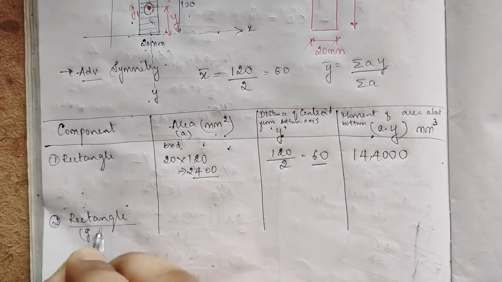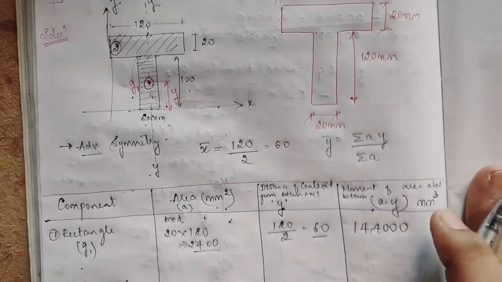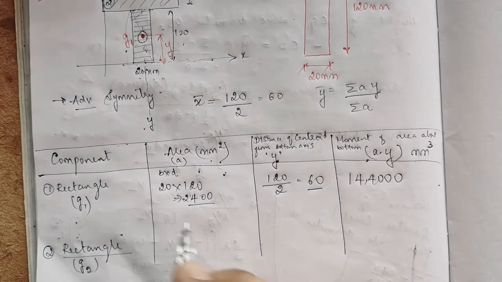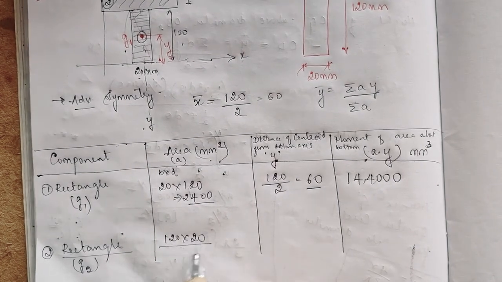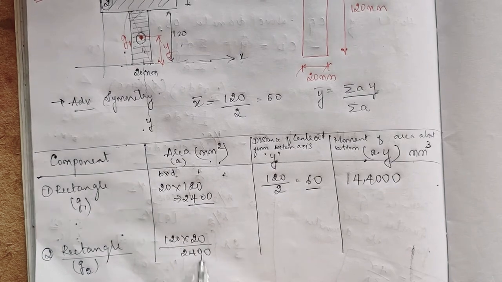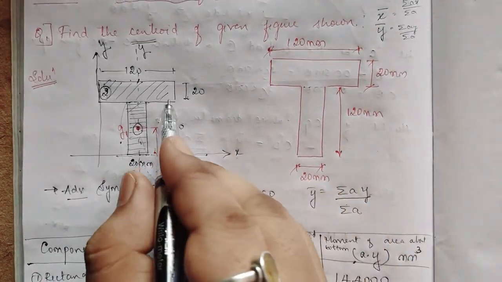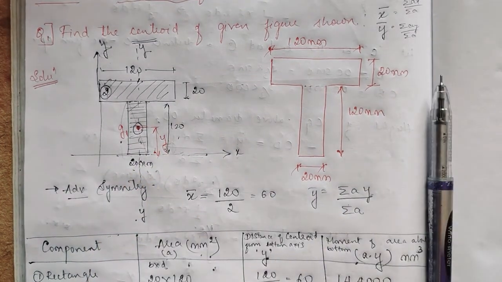That is nothing but the G2. So G1 we already found out. So what is the second rectangle area? See here, 20 into 120, same. So 120 into 20, it will be 2400. And about y, whenever y comes here, what we have to do? Y is nothing but the distance.